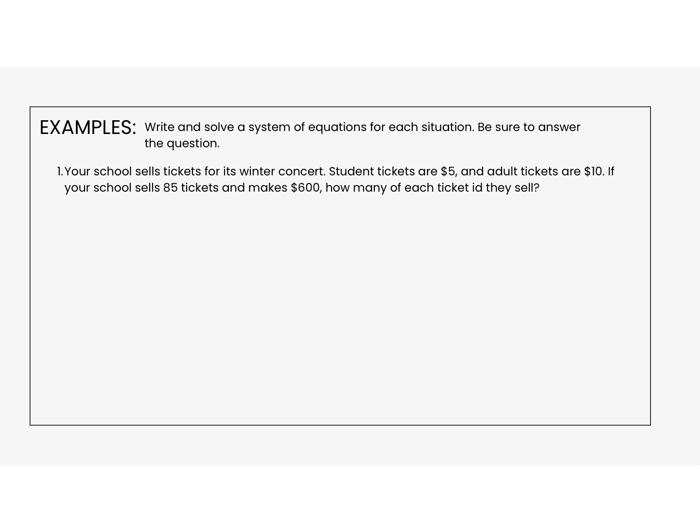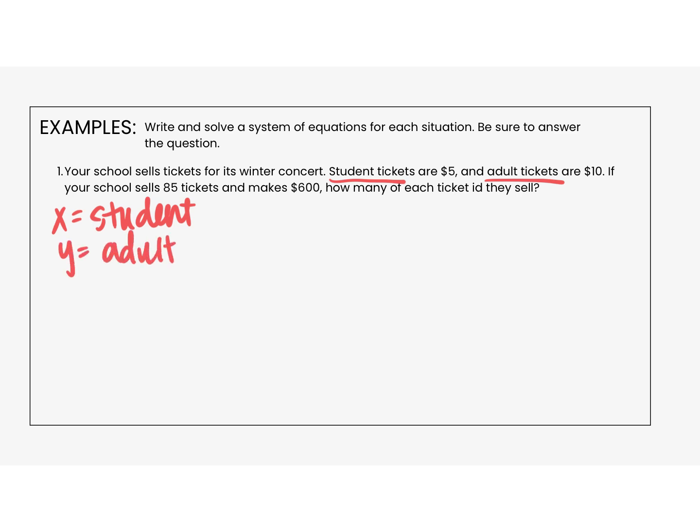So the first thing we have to look at is we have two types of tickets. We have student tickets and adult tickets. So those are going to be our two variables. So let's identify those. Let's say that X is students and Y is adult.